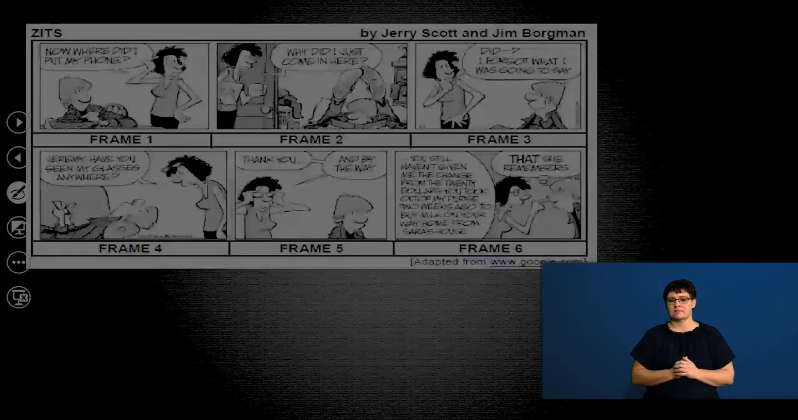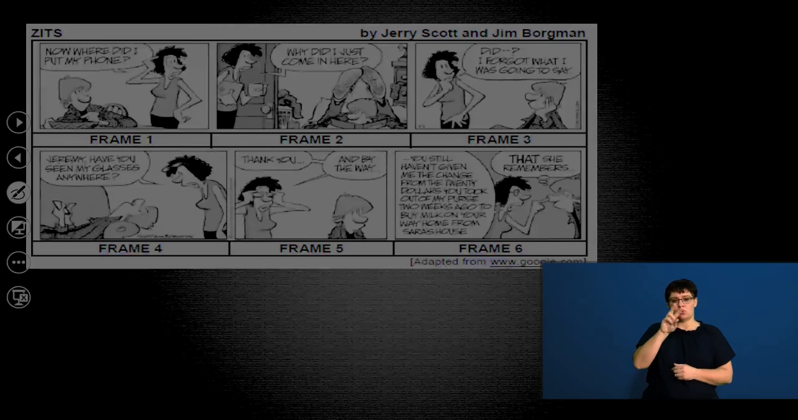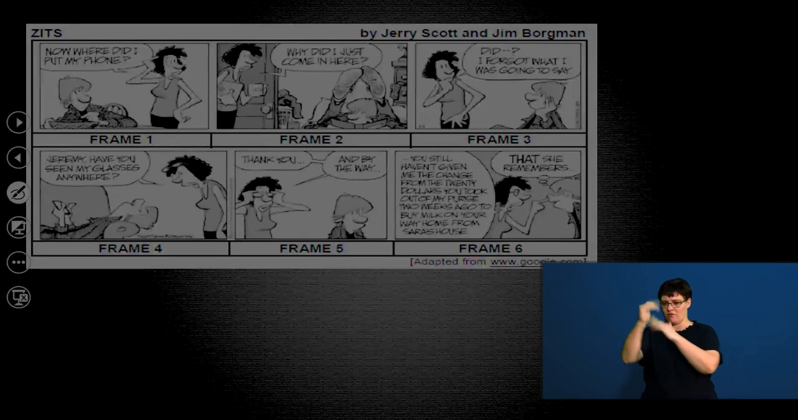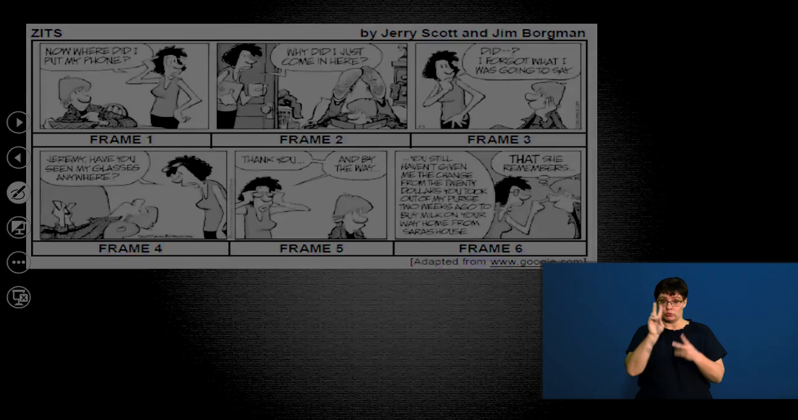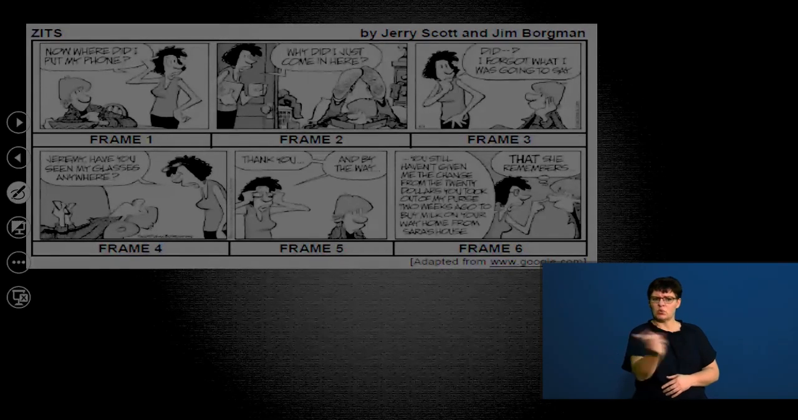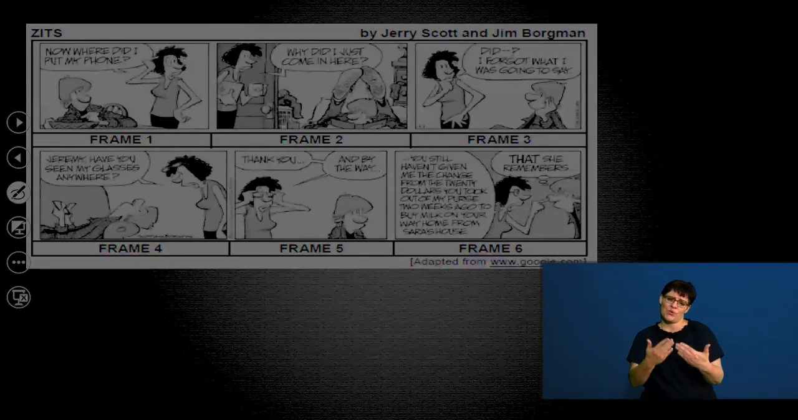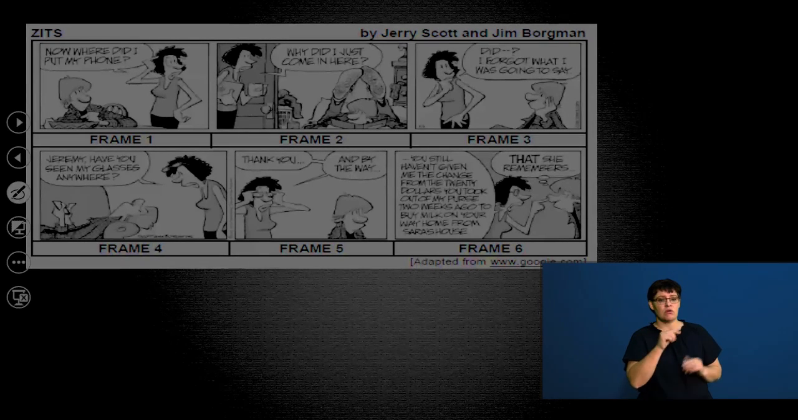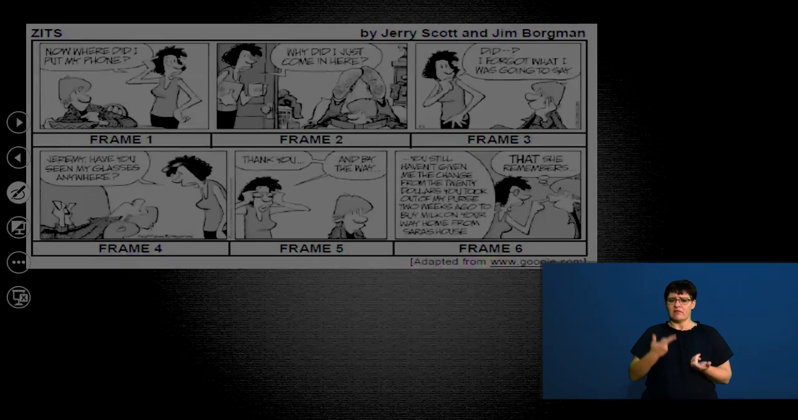Let's look at an exam question. This cartoon appeared in the 2019 November NSC exams in the English First Additional Language paper. So I'm going to very quickly look through the frames. In frame 1, the mother is questioning the boy: "Now, where did I put my phone?" In frame 2: "Why did I just come in here?" Frame 3: "Did I forget what I was going to ask?" Frame 4: "Have you seen my glasses anywhere?" Frame 5: "Thank you." And by the way, frame 6: "You still haven't given me the change from $20 you took out of my purse 2 weeks ago to buy milk on your way home from Sarah's house." And the boy has a thought bubble.